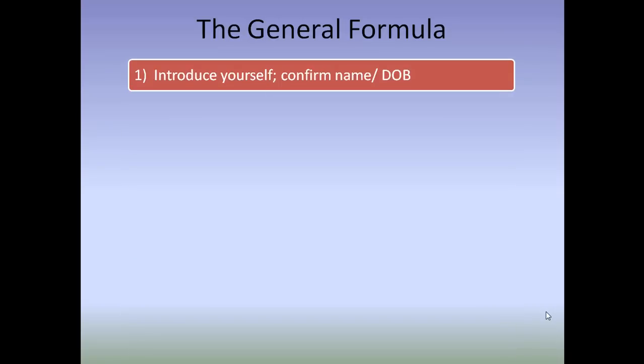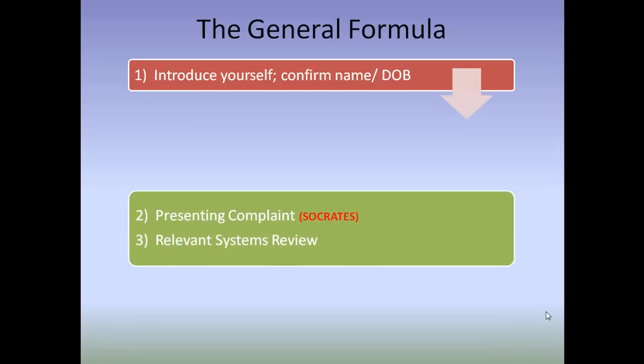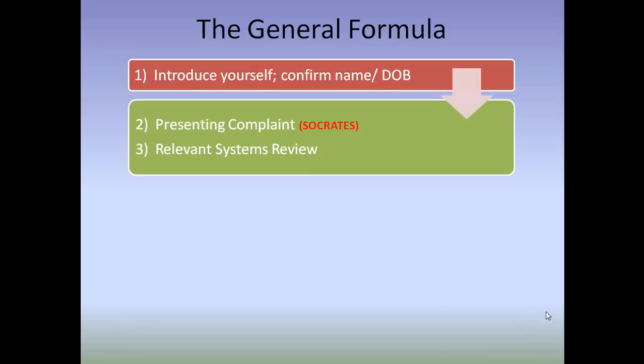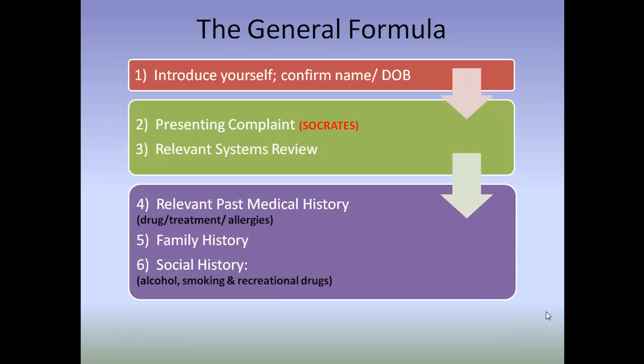This is the general formula, which should be used in most cases. The first step involves a clear introduction, where you should introduce yourself by using your full name and title, and then confirm their name and date of birth. You should then try and focus on taking a thorough history, exploring the patient's presenting complaint and its history. This should usually take the longest time in the consultation, and at this point, you can also do a quick relevant systems review. The next step in the consultation is to explore the background to the patient's health. Questions here will focus on their past medical history, family history, and social history.